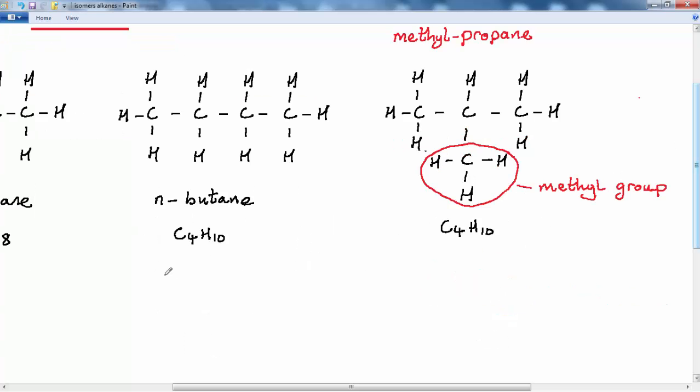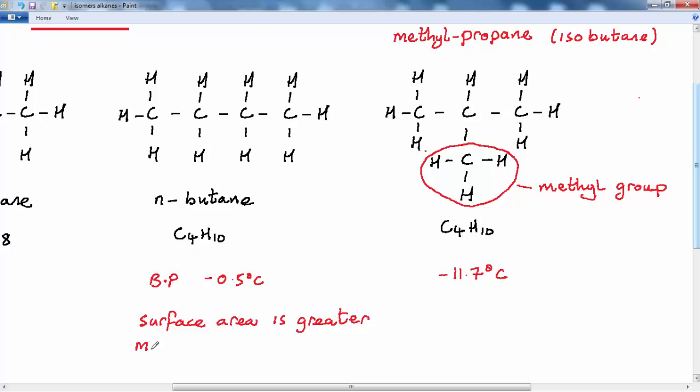The boiling point of N-butane is minus 0.5 degrees Celsius, while the boiling point of methyl propane, also known as isobutane, I ought to make a note of that, is minus 11.7 degrees Celsius. So N-butane has the higher boiling point, and the reason for that is that the molecule is in a long chain. That means that the surface area of the molecule is greater. That means there's more interaction with other molecules, so the van der Waals forces will be greater.